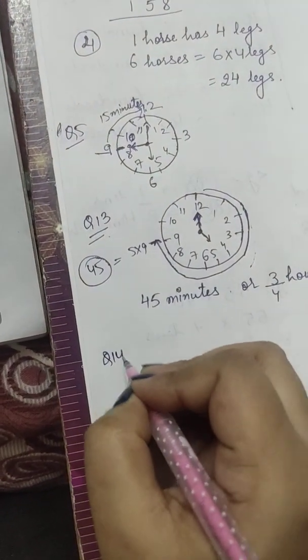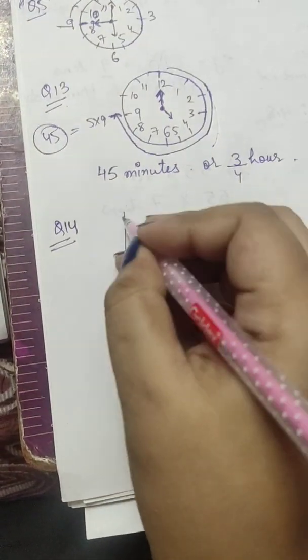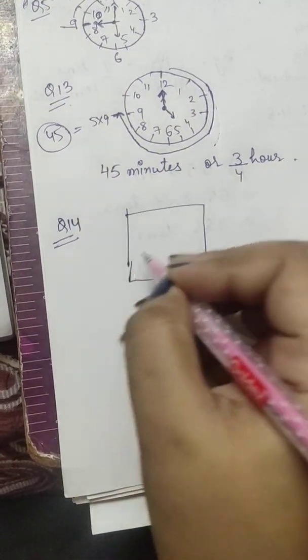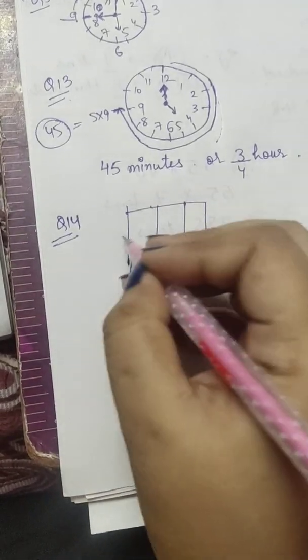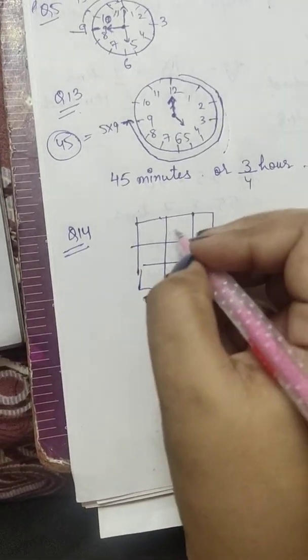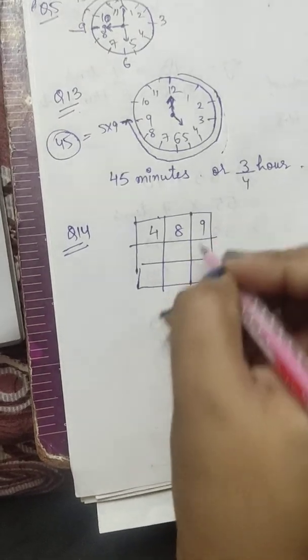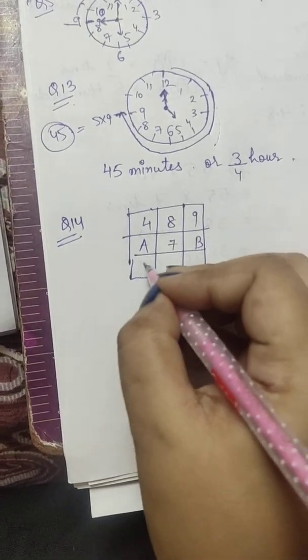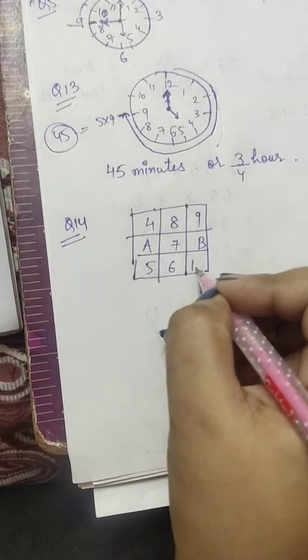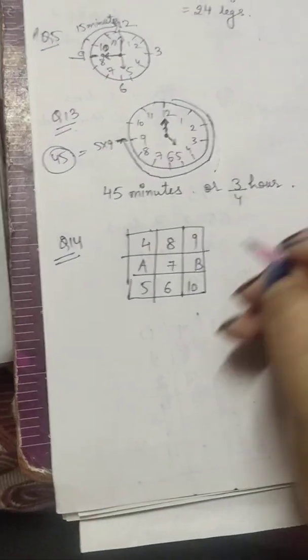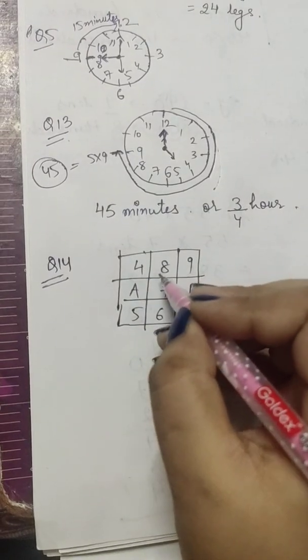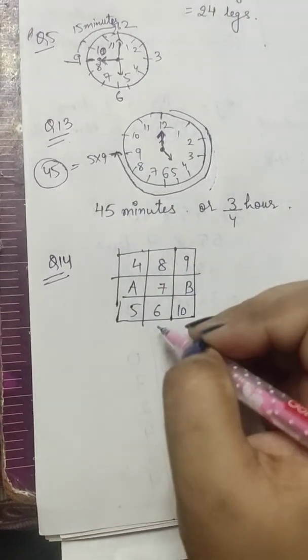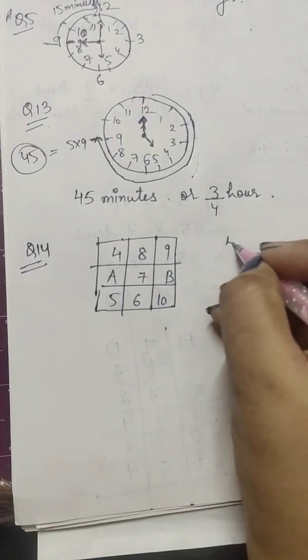Next is your question number 14. You have to find the values of A and B. For that you are given this table: 4, 8, 9, A 7, B 5, 6, 10. So that day I told you that you can either sum the rows or the columns. So I am here taking the row.